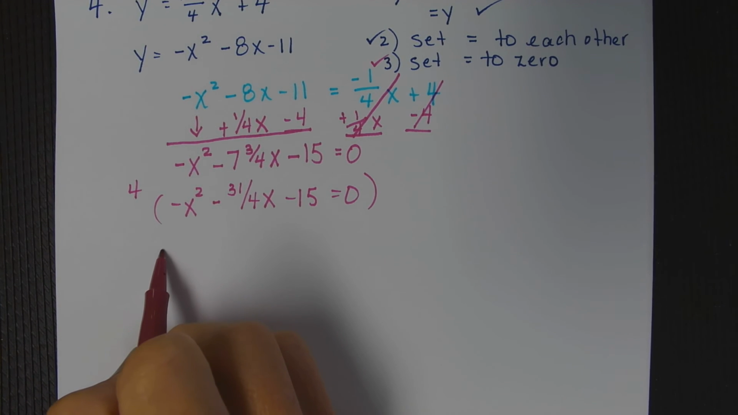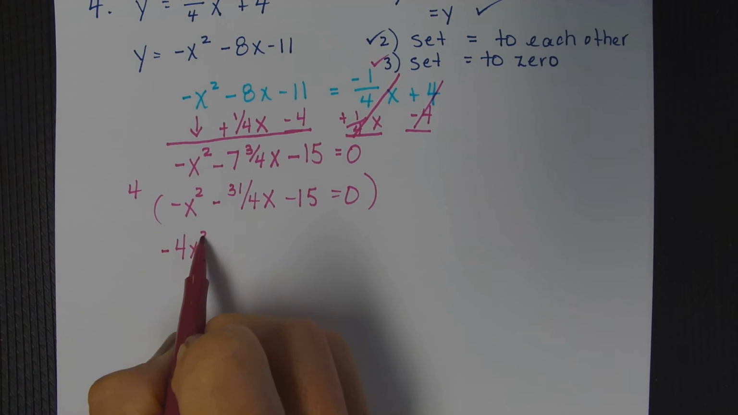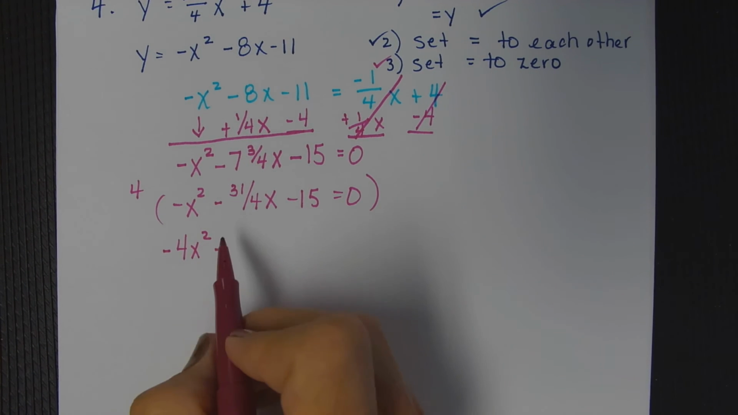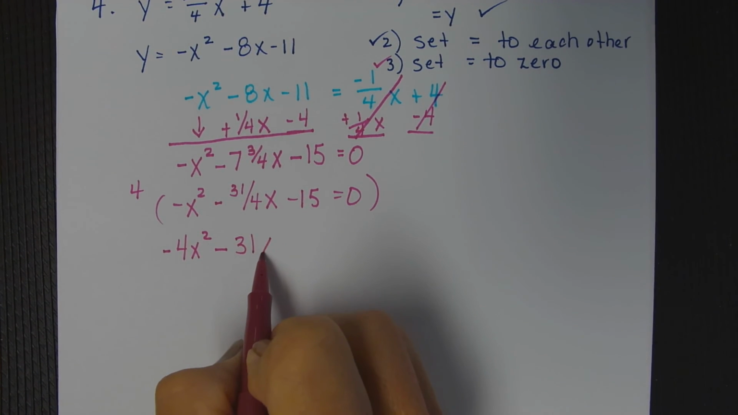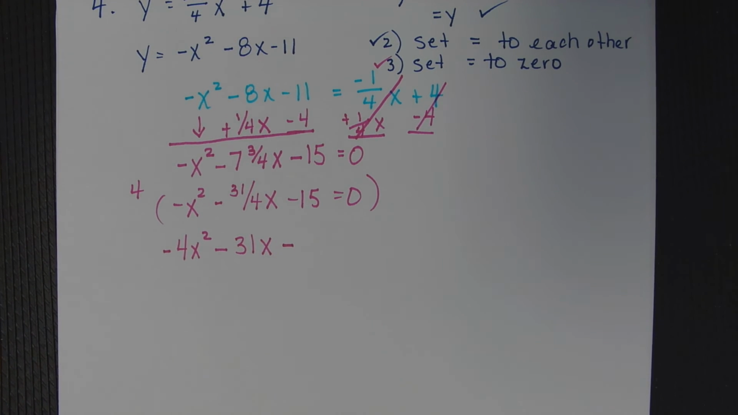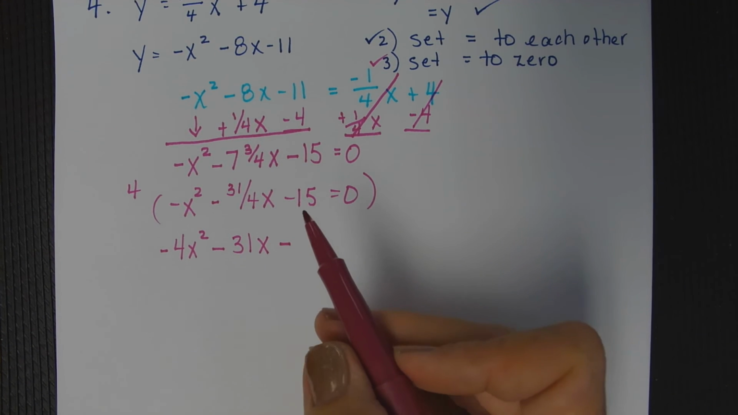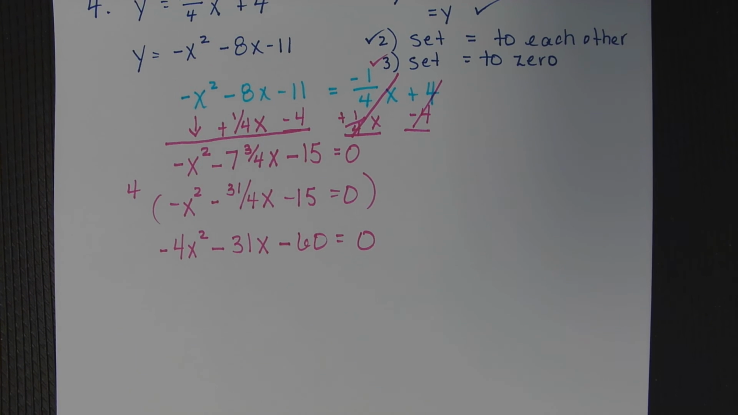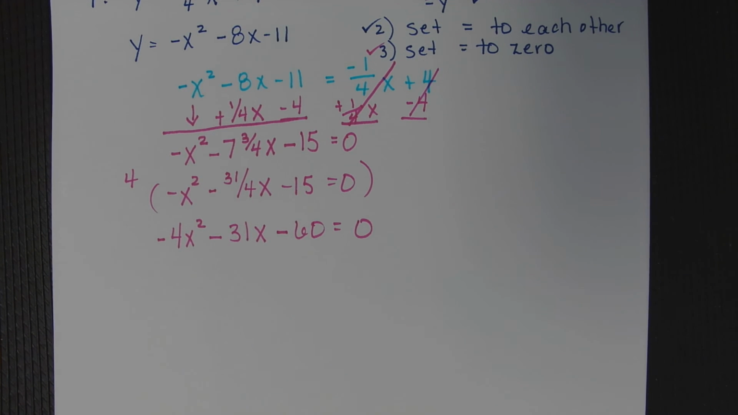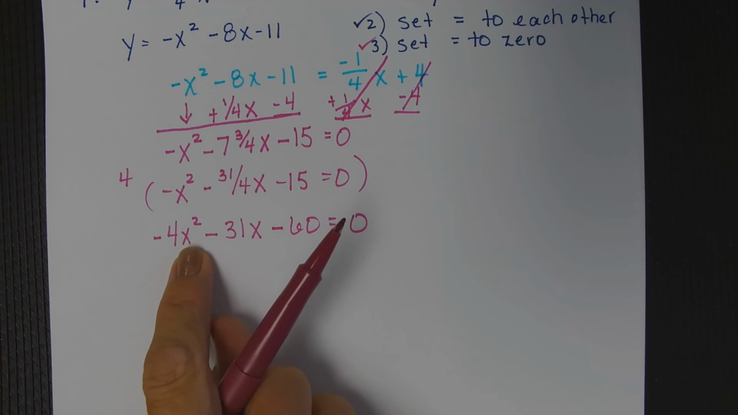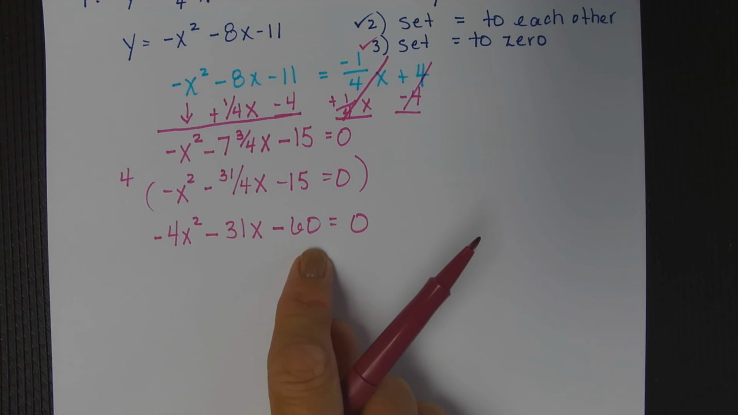So you're left with negative 4x squared minus, this is where they cancel in the middle term, so goodbye fraction. You're just left with 31x minus 15 times 4 is 60. Good. Equals 0. All right, now we are left with a trinomial. How do we factor a trinomial?